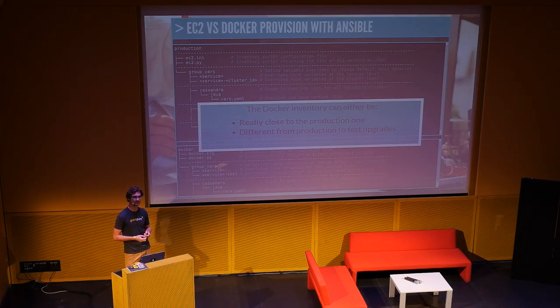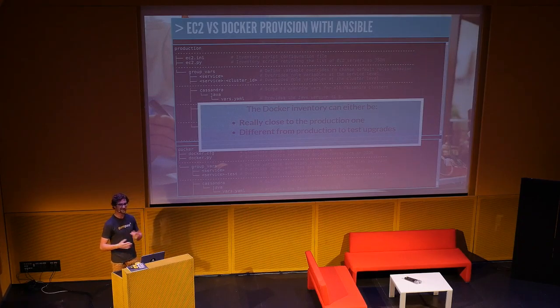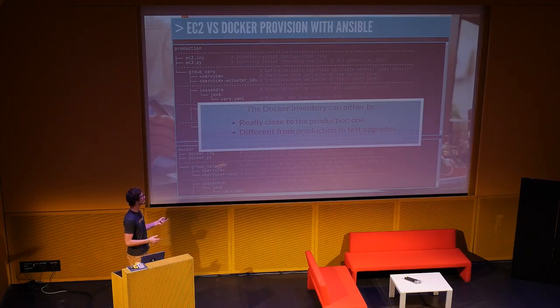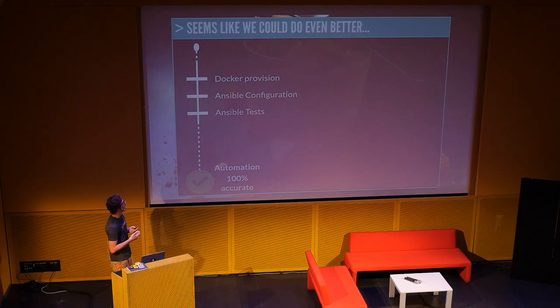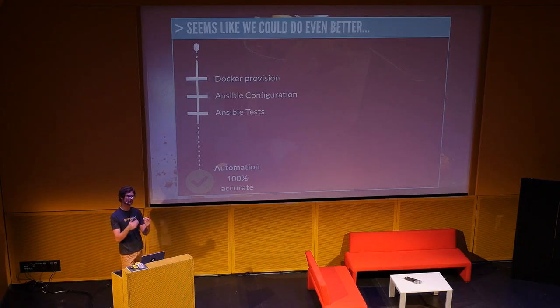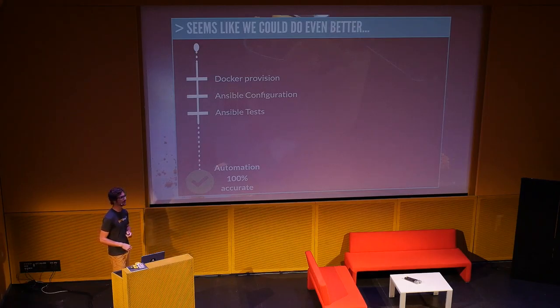And what's really interesting here, which can help us achieve a goal I mentioned when I started the presentation, is that you can either be really close to the production inventory if you want to test your current behavior, but you can also differ from production. If you want to test an Elasticsearch upgrade, and you are running Elasticsearch 1.x in production but want to make sure that your automation is running with Elasticsearch 2.x, you can just change these variables in your Docker inventory, which is just your test environment, and test the new software, the new Elasticsearch version.